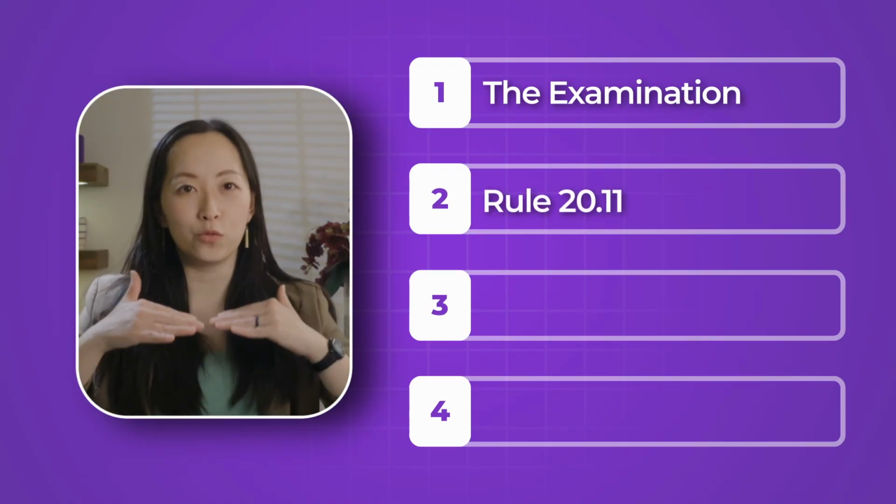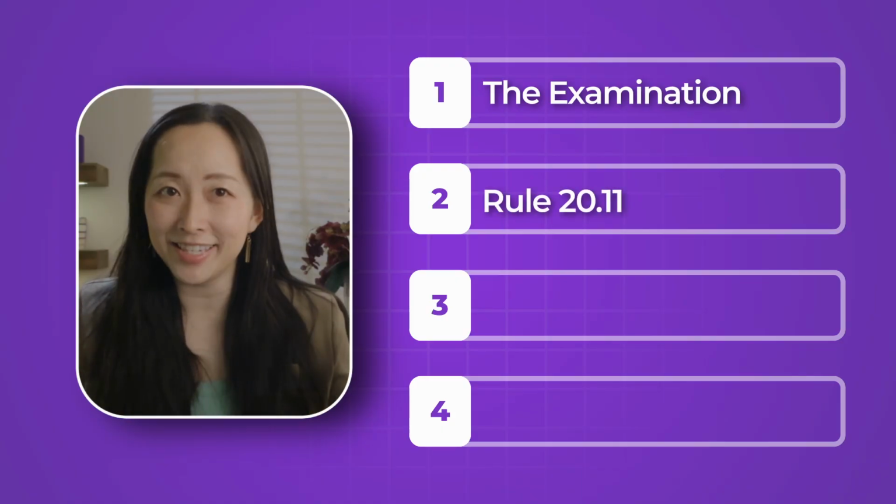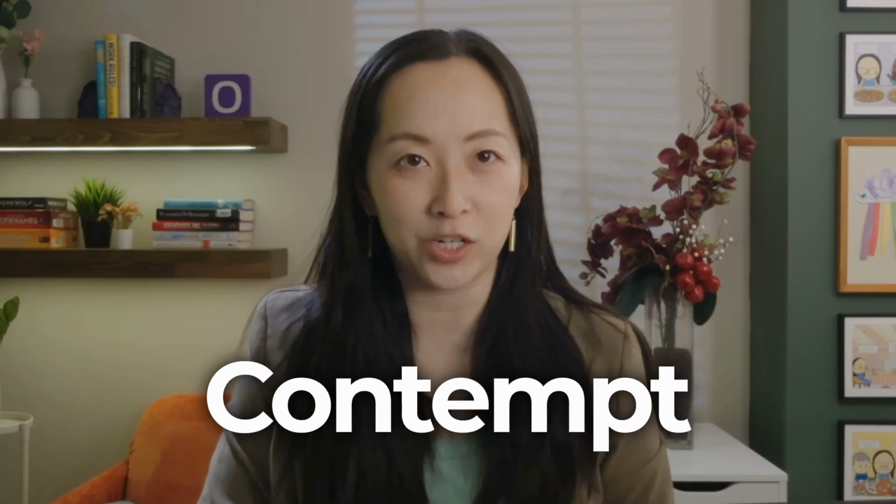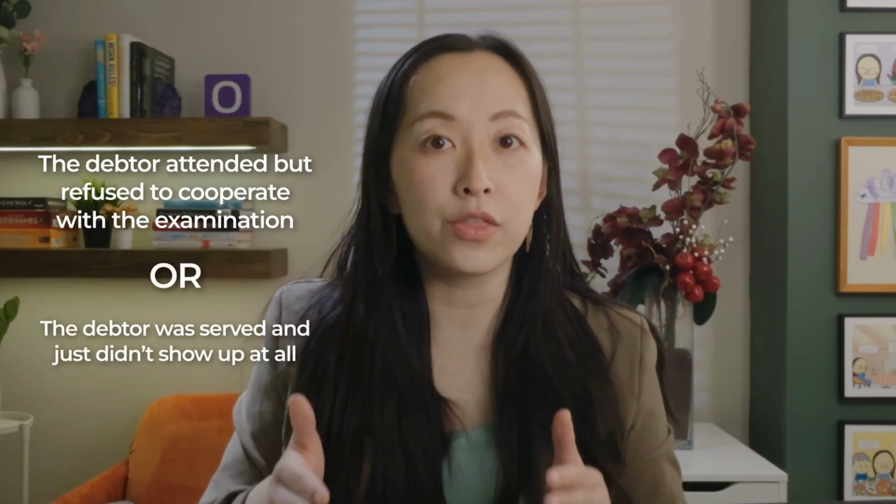Part 2. Rule 20.11, step by step. Let me walk you through this. And this is where the contempt enters the picture. It works like a sequence. Step 1. The trigger. There are exactly 2 ways a contempt hearing can be ordered. Either the debtor was served with a notice of examination, showed up but refused to answer questions or produce documents, or the debtor was served and just didn't show up at all. If neither of those things has happened, you're not in contempt territory just yet.